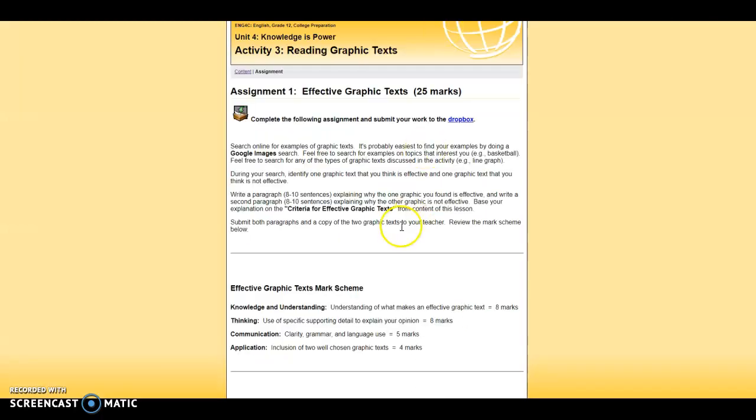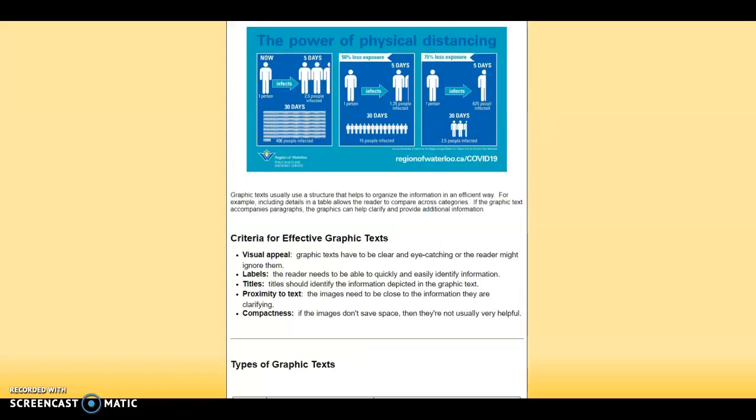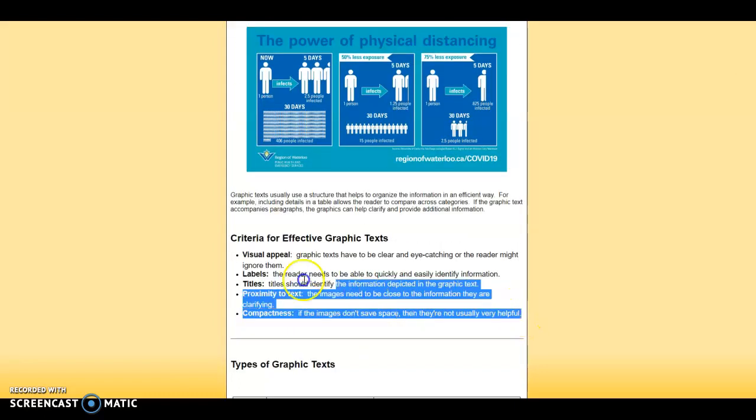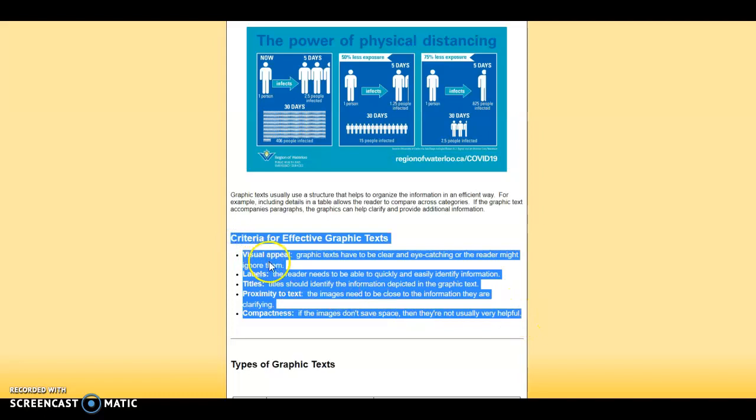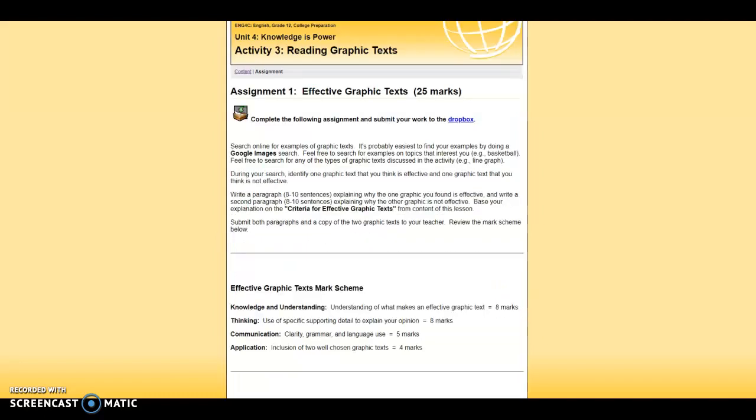All right. Again, you're basing your opinion and you're basing your points on the criteria of effective graphic texts, which was right here on the content page. So you want to show me that you understood these 5 criteria. Okay? And you'll see that right in the mark scheme. If you look down at the mark scheme here, it says for knowledge and understanding, did you understand what makes an effective graphic text?